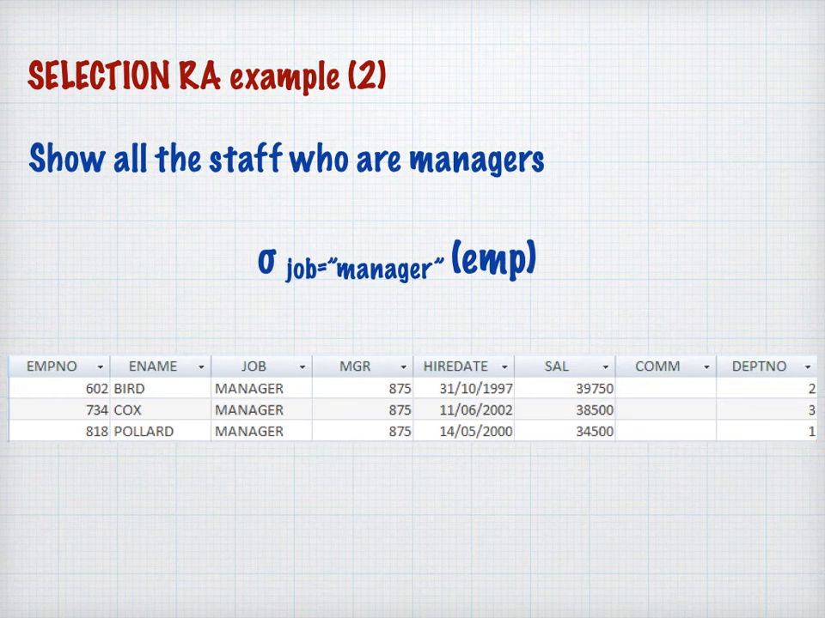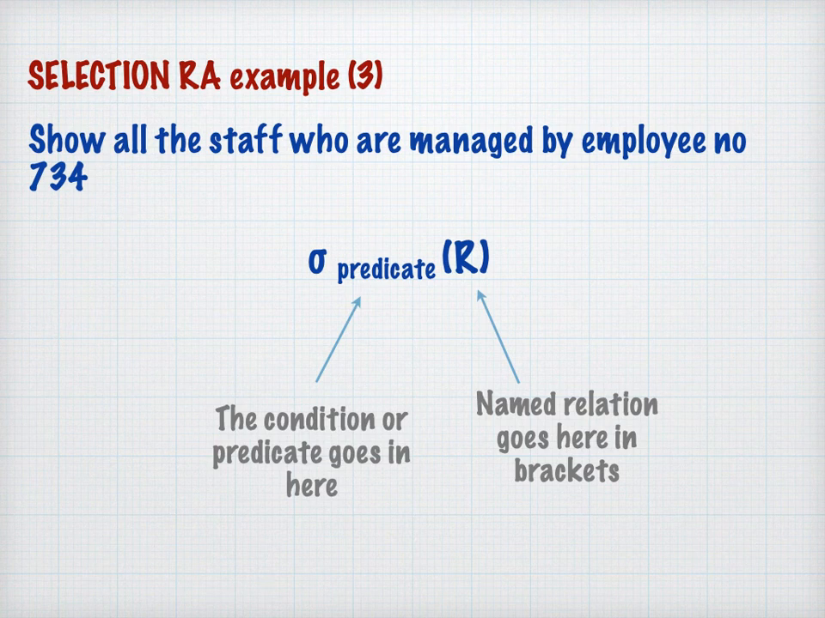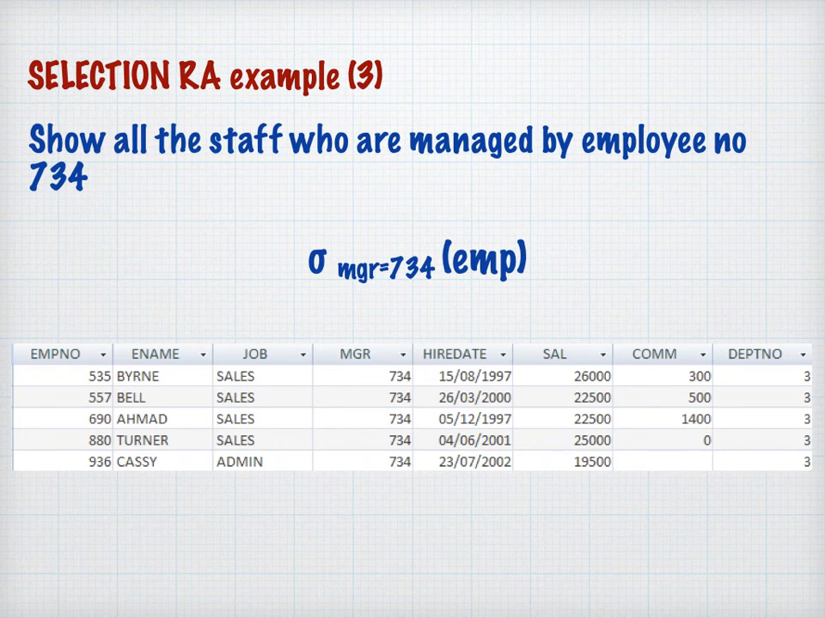Okay, what about something like this then? Show me all the staff who are managed by employee number 734. So again, we go through the steps. What's the name of the particular table we're interested in? It's the emp table, so we pop emp in the brackets. Now we form our condition, our predicate. We're interested only in the people whose manager is 734, and the attribute for the manager is this thing called MGR. So we're going to go MGR equals 734, like that. And if we could run that against the database, it would return this result set.